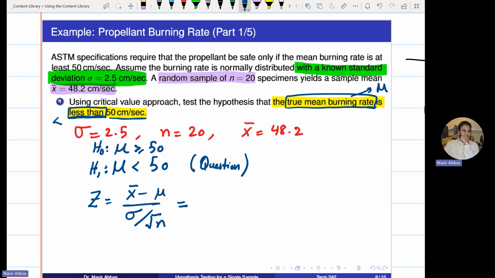What is x bar given? 48.2. What is the value of mu that you are testing in the question? This mu is this value that you are testing in the question, which is 50. What is sigma given in the question? 2.5. And what is n? 20. Calculators.